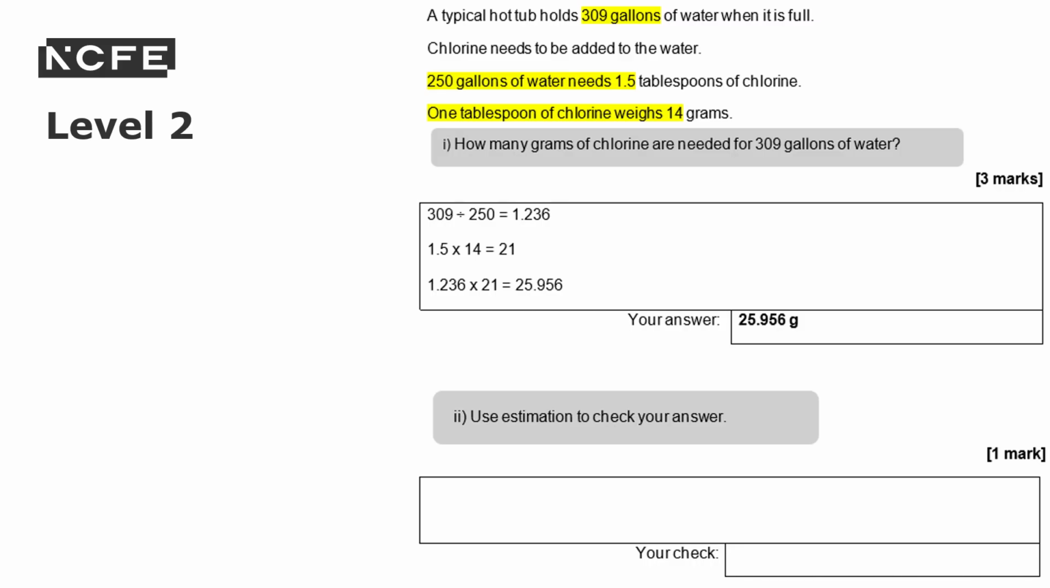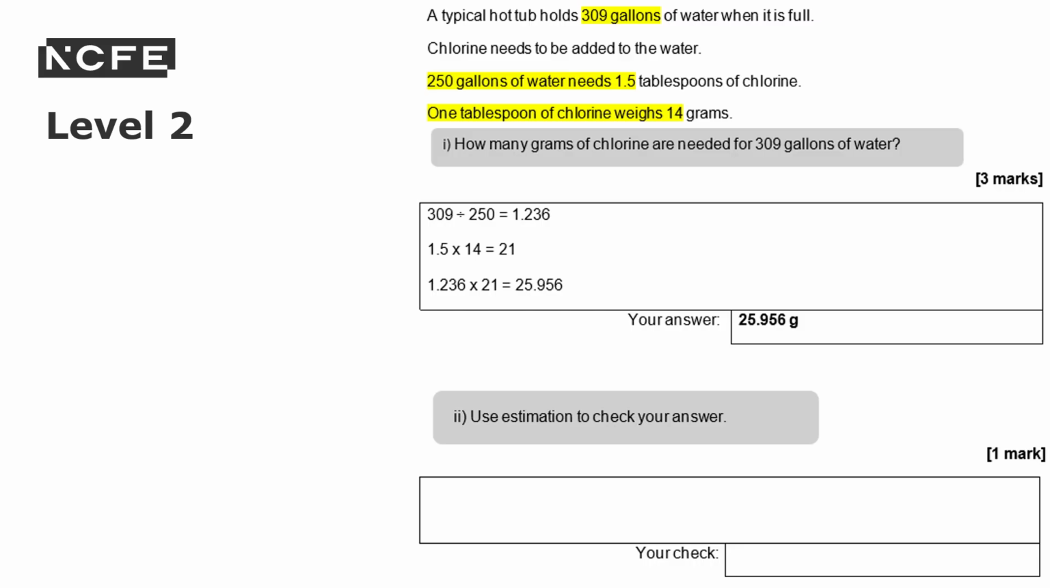And how much does one lot of chlorine weigh? That's their next calculation, 1.5, because that's the tablespoon, times 14, because each tablespoon is 14 grams. So one lot of chlorine is 21 grams, and therefore 1.236 lots of the 21 grams of chlorine. They've done the multiplication, and their answer is 25.956, and they've put that as their answer.